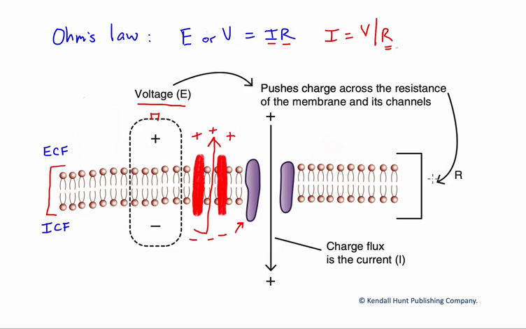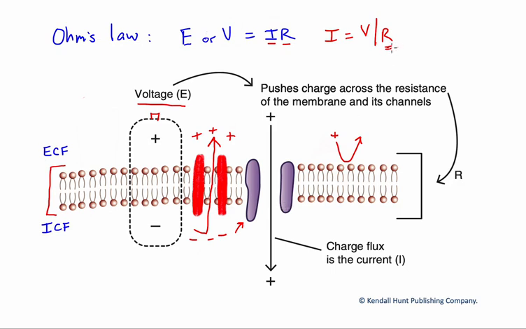In this picture, resistance is set up by our lipid bilayer, which actually has a very high resistance to ion flux. We have sodium ions or other ions out here, calcium ions. They would be repelled by this membrane, right? They're polar. But if we add an ion channel, we have just dramatically reduced the resistance to ion flux across this membrane.